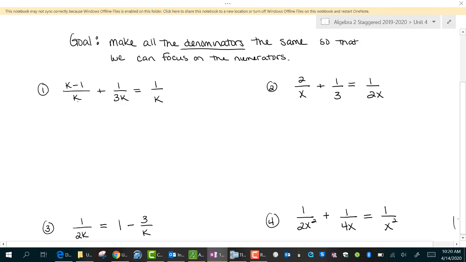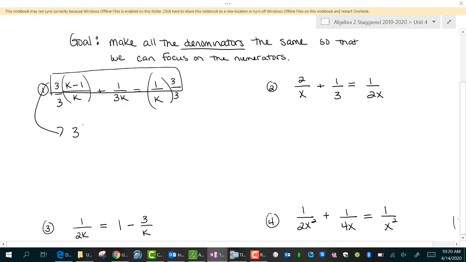Fortunately, all 3 of these fractions already have a k, but the first and the last do not have that 3. So I'm going to multiply this first expression by 3 over 3 and this last one by 3 over 3. Notice now all of my denominators have a 3 and they all have that k, so I can focus on those numerators.